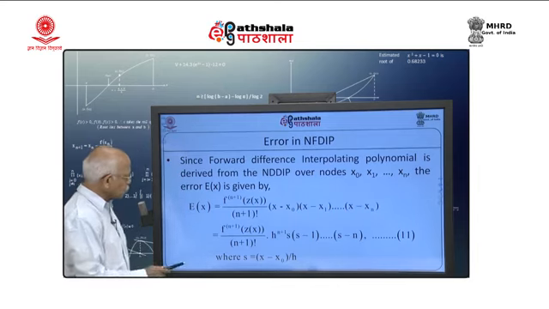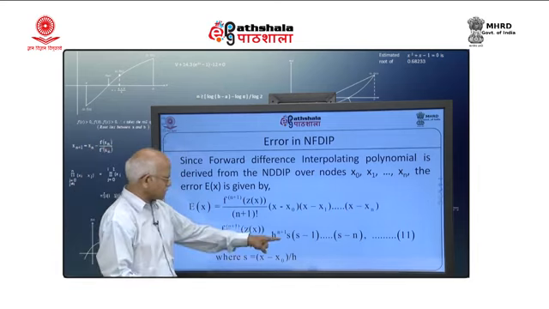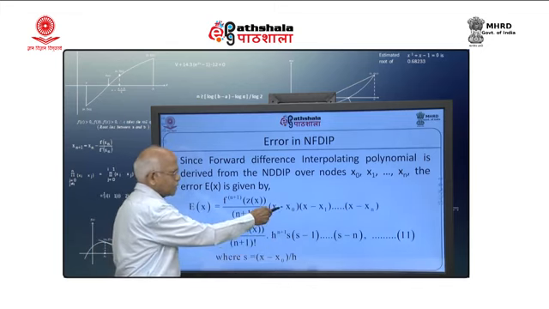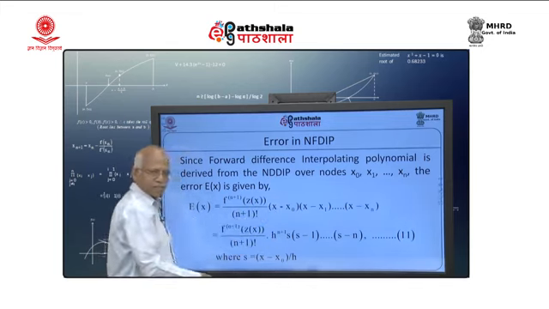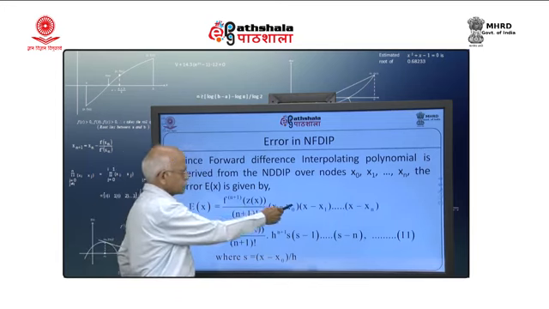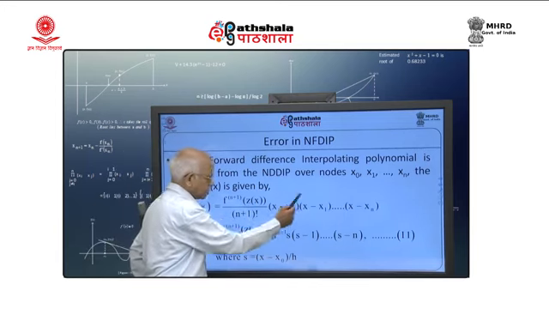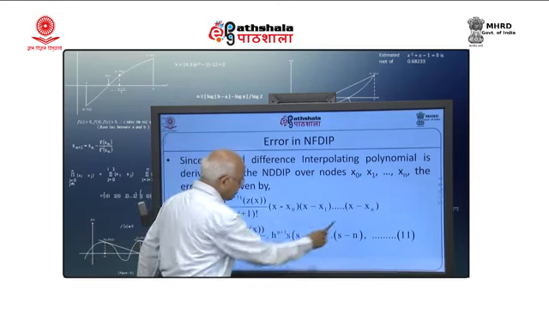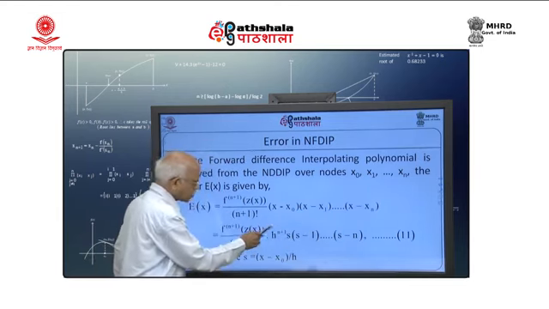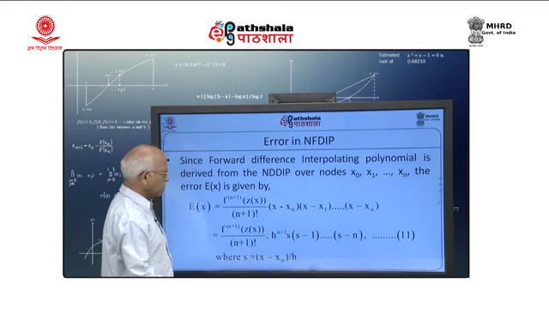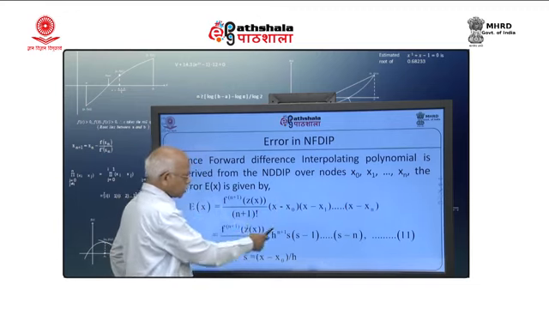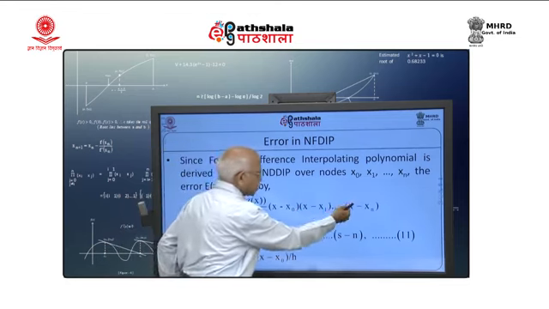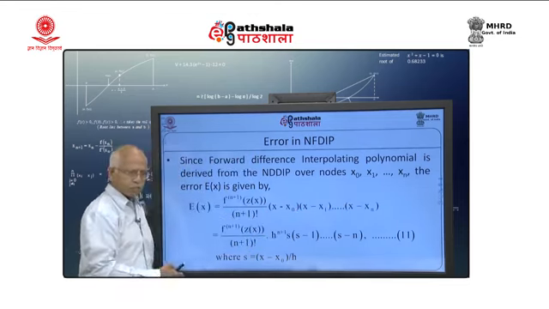And now, if I want to write in terms of s, you know that (x minus x0) by h is my s, and this will be (s minus 1) by h, and so on and so forth. So, all these factors will be divided by h. So, I get h raised to n plus 1 here. When I am writing x minus x0, I will write h into s, h into this, h into this. So, h will come in n plus 1 times.